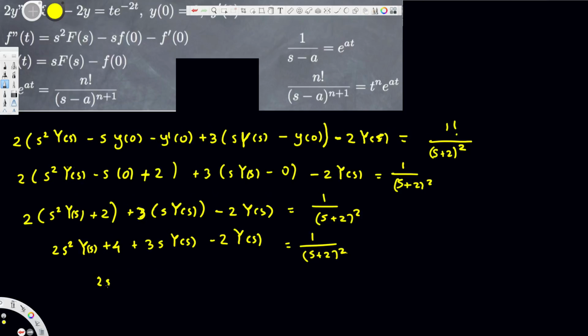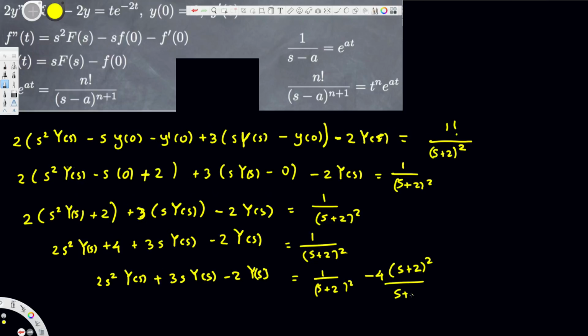So this is going to be 2s square capital Y of s plus 3s capital Y of s minus 2 capital Y of s is equal to 1 over (s plus 2) square. If we move this 4 to the other side, that's going to be negative 4. And also if we take (s plus 2) square common denominator, we multiply the top and bottom by (s plus 2) square. So this is going to be (s plus 2) square on top and the bottom. So we can simplify this one, okay? So this is going to be (s plus 2) square over (s plus 2) square.